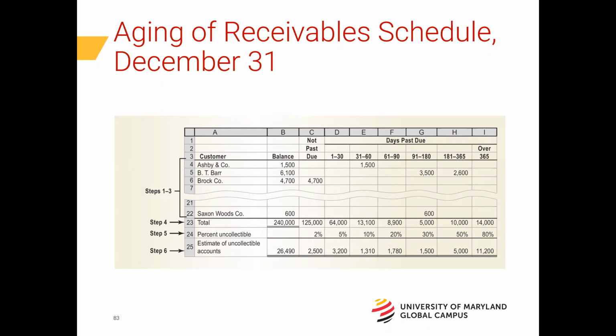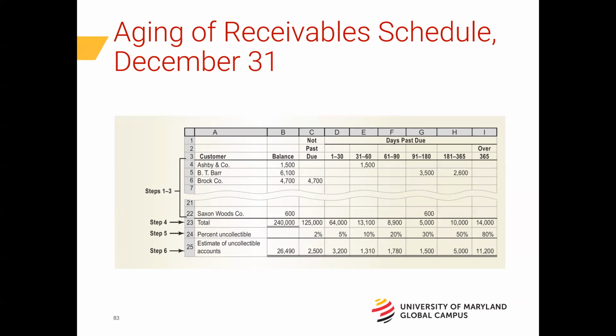Okay. So we can see not past due yet, 125,000 remaining out of 240,000. The company estimated that it won't be able to collect about 2% of that. That's a pretty fair estimate. 1 day through 30 days past due, we won't be able to collect 5% of the 64,000. 31 through 60, we won't be able to collect 10% of that 13,100.